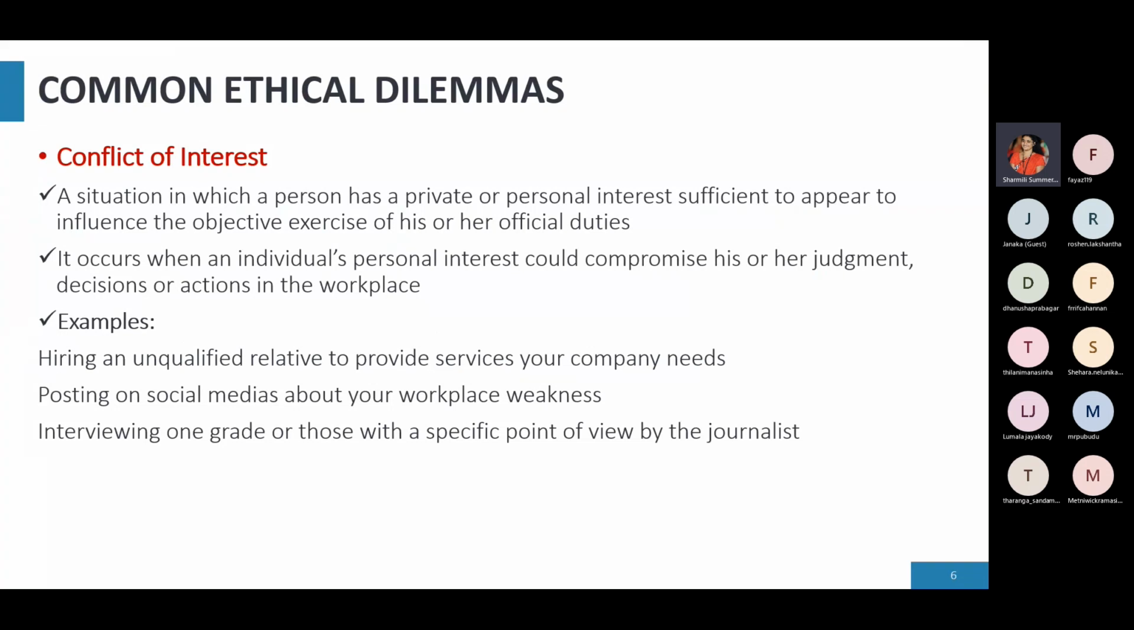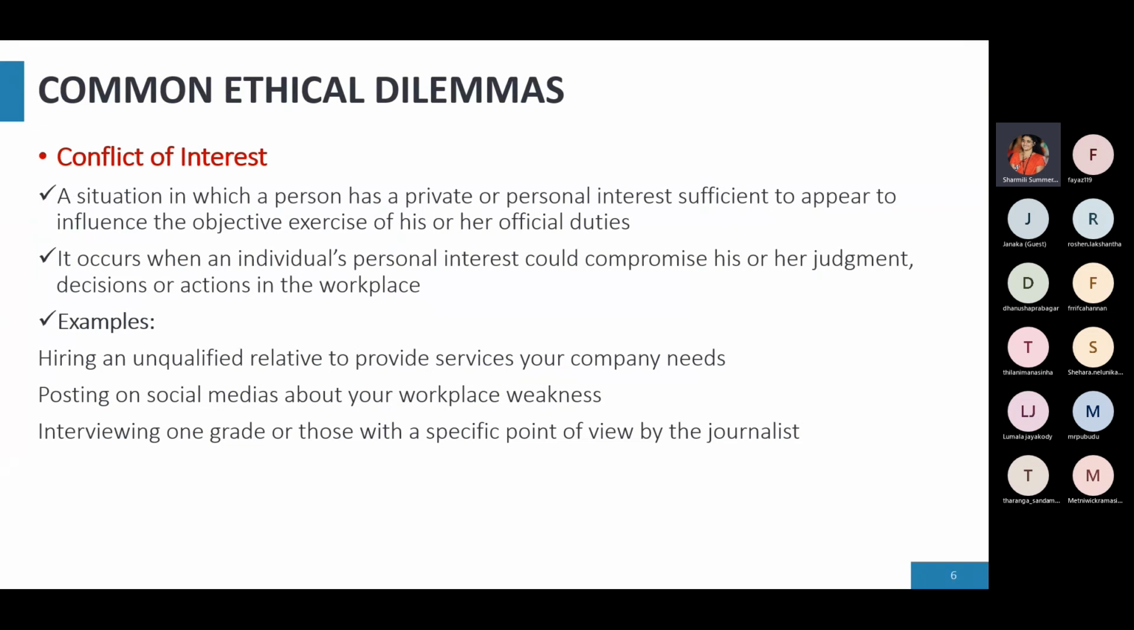One of them is conflict of interest. What does conflict of interest mean? It is a situation in which a person has a private or personal interest sufficient to appear to influence the objective exercise of his or her official duties. Simply, conflict of interest means a compromise.